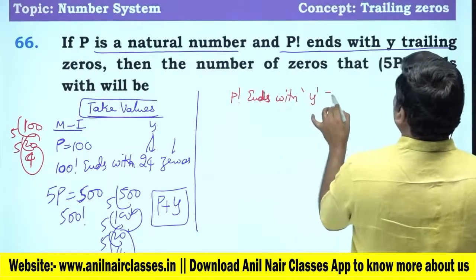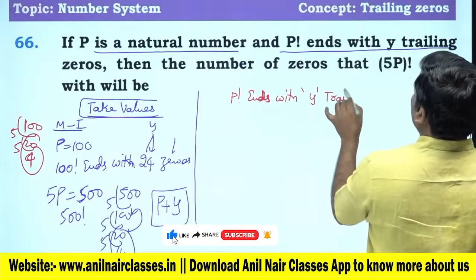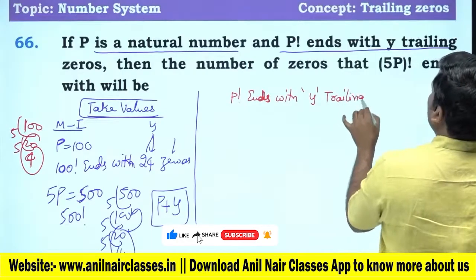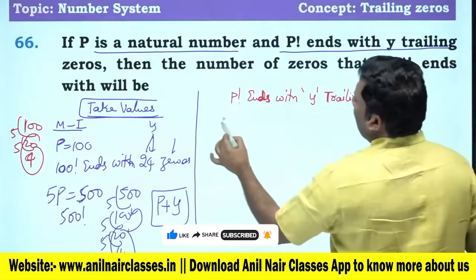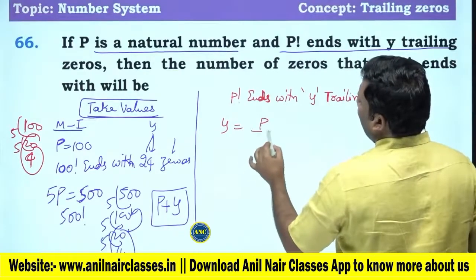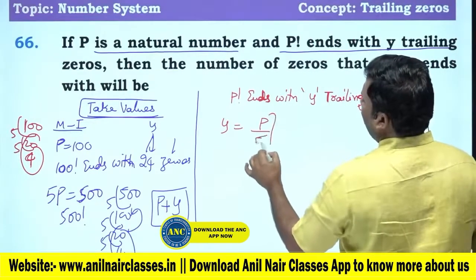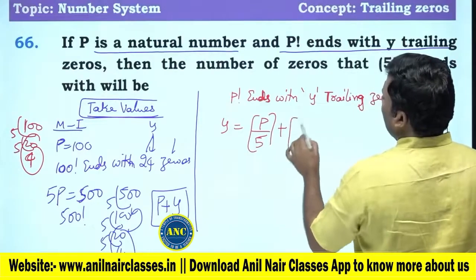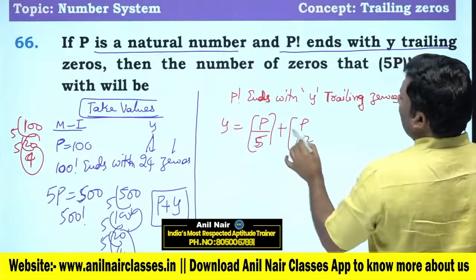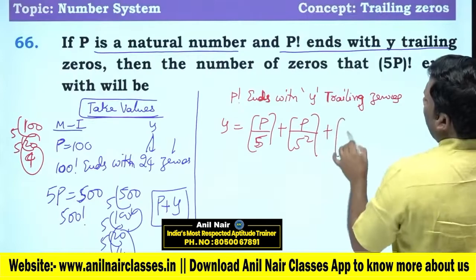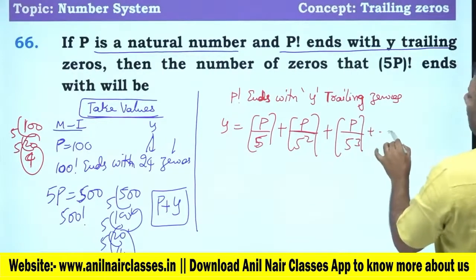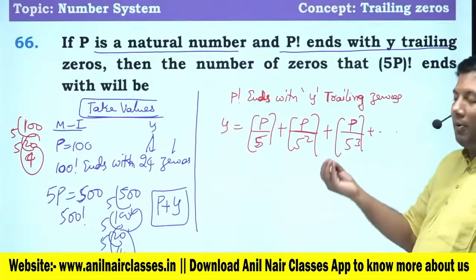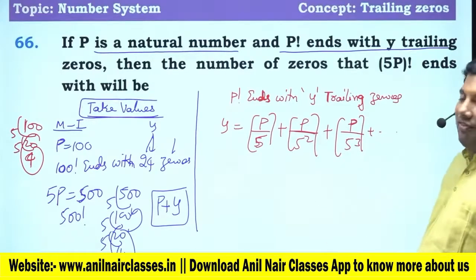Why trailing zeros? What is the concept to find the trailing zeros? I need to divide successively by 5. First, I divide by 5. Then I divide P by 5 square, then P by 5 cube. This will stop at a point depending upon the value of P.